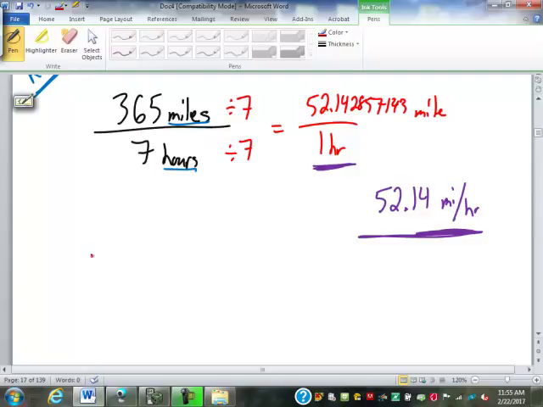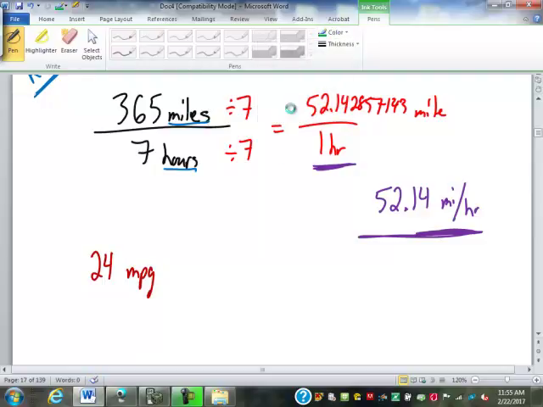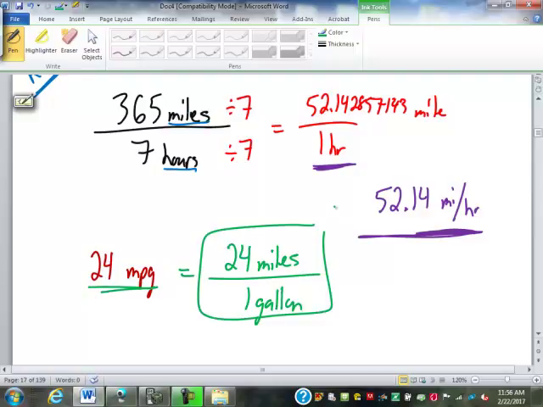For example, let's say on that trip, our car gets 24 mpg. Can somebody tell me what mpg stands for? Somebody is saying it there. Miles per gallon. Good. When we see 24 mpg, we need to be thinking this, 24 miles per 1 gallon, because this is the form that we're going to need it in order to do any calculations with it.